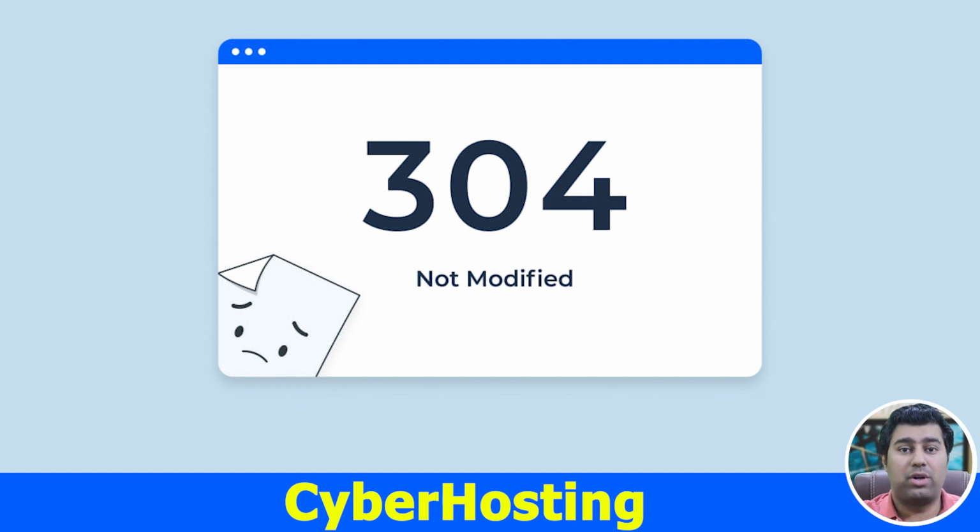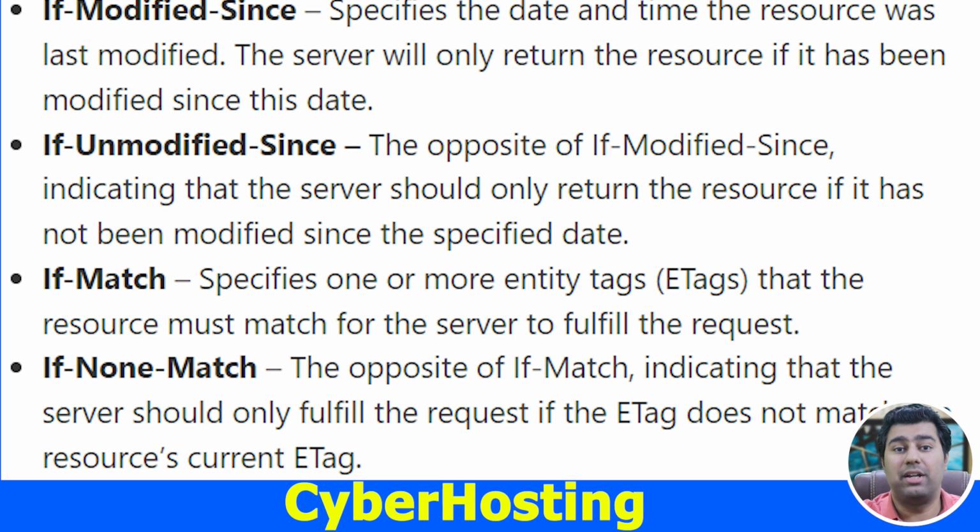The 304 status code is closely tied to conditional requests, which are HTTP requests that include conditional headers to specify under which conditions the server should fulfill the request. The key conditional headers include If-Modified-Since, which specifies the date and time the resource was last modified. The server will only return the resource if it has been modified since this date. If-Unmodified-Since, which is the opposite of If-Modified-Since, indicates that the server should only return the resource if it has not been modified since the specified date.